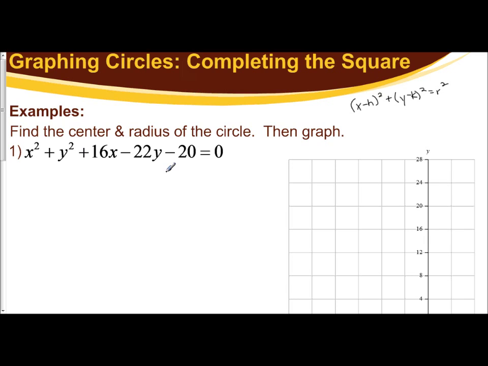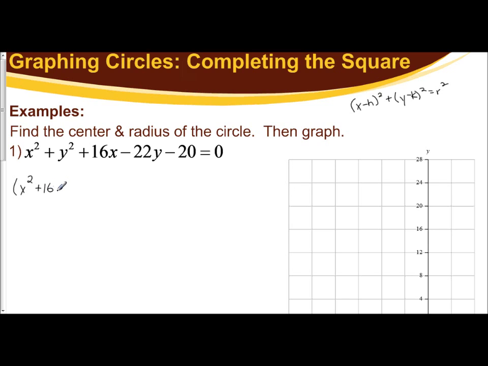Well, I see two quadratic terms, the x and the y are both quadratic, so I'm going to have to complete the square twice, one with the x variable and one with the y variable. So what I'm going to do to make that easier is pair them together. I'm going to put all the x terms together, and I'll do it in parentheses. So I have an x squared, and I have a plus 16x.